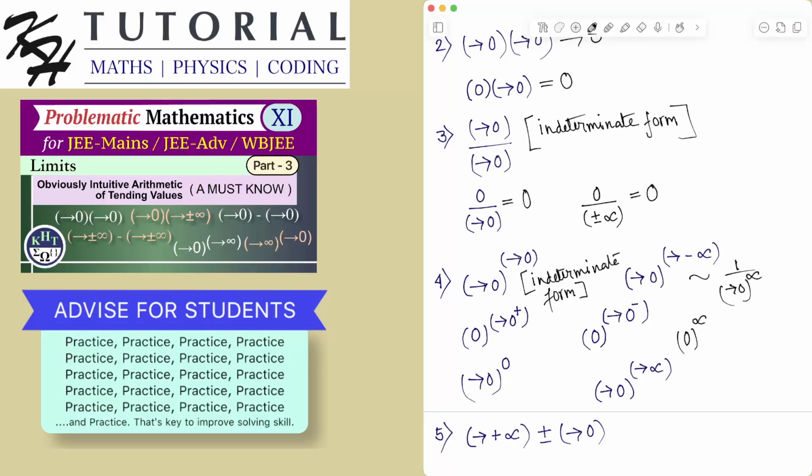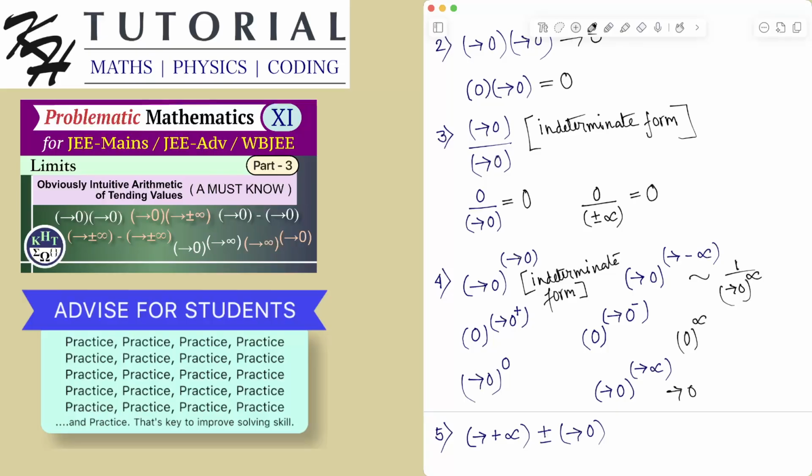Okay. Now for this we need to know first what is tending to 0 raised to the power infinity. Tending to 0 raised to the power infinity is always tending to 0. Remember that this is tending to 0. If it was exactly 0 raised to the power infinity, it would have been exactly 0. But we are having tending to 0 raised to the power infinity, which is tending to 0.